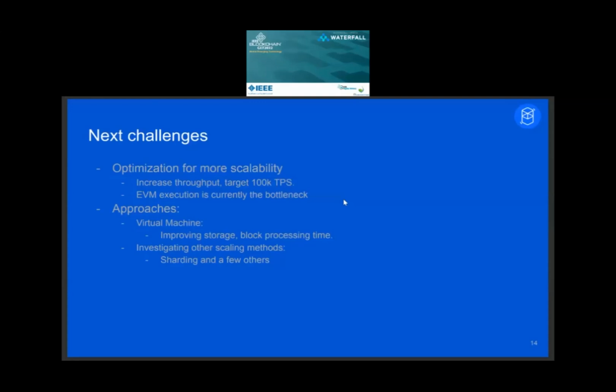For the virtual machine, we've done a significant amount of research and development to improve storage and to optimize block processing time. As an example, we announced experiments with Apple, another key value store, and compared to the commonly used LevelDB, Apple is a better solution for high performance EVM nodes. We continue to look at scaling methods such as sharding and a few others. So let's have a brief look at the sharding approach in this talk.